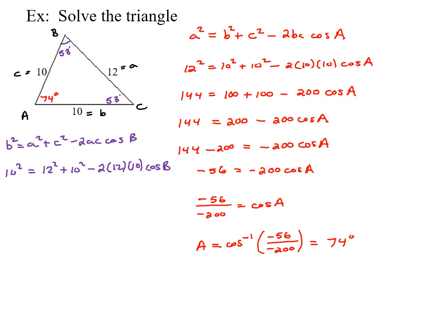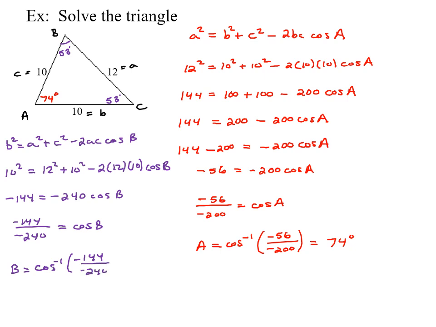So I'm going to do some of this in the calculator. The 10 squared is 100 minus the 144 for the 12 squared minus the 100 for the 10 squared. This will give me a negative 144 is equal to the 2 times the 12 times the 10 is 240, so I'll have a negative 240. So negative 144 over negative 240 would have to be cosine B. Or B should be cosine inverse of negative 144 over negative 240.